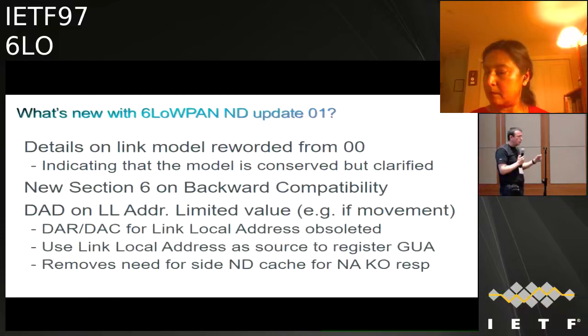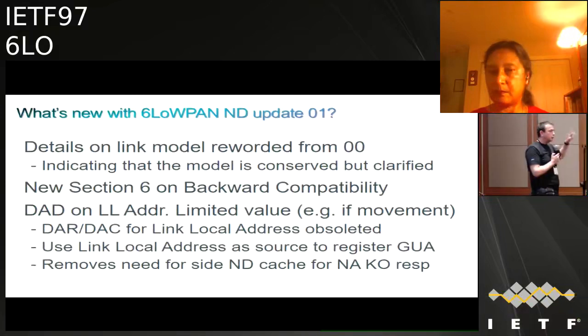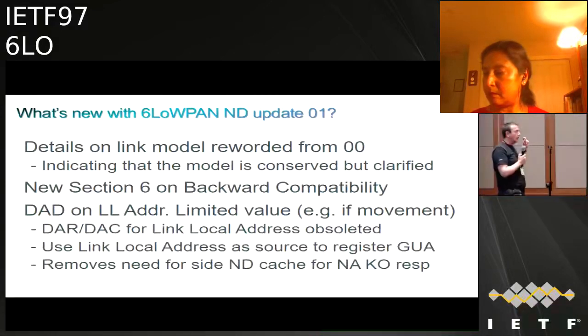So with the new model, we say, hey, no, since it's not so useful to go to the 6LBR, you don't do the DAR-DAC. You do the NS with ARO and the NA immediately, based on the information you have right now in your hand. You accept or you deny. If you have a duplication that's local, then you deny. If you don't have a problem with this address locally, that's enough. You can talk to this guy, and you use this link local to talk to this guy.